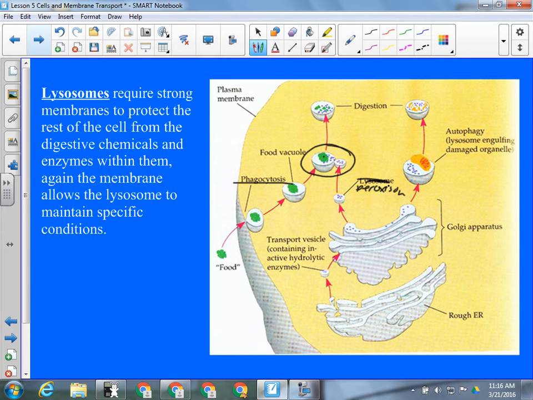Radiation is just bad for cells. So they find where the tumor is and they just shoot it with radiation until it dies. Right. Now, you had a question? No? Okay. So that's the lysosomes. They've got strong membranes that protect the rest of the cell from those digestive enzymes. So they are essentially the site of digestion. They digest food.